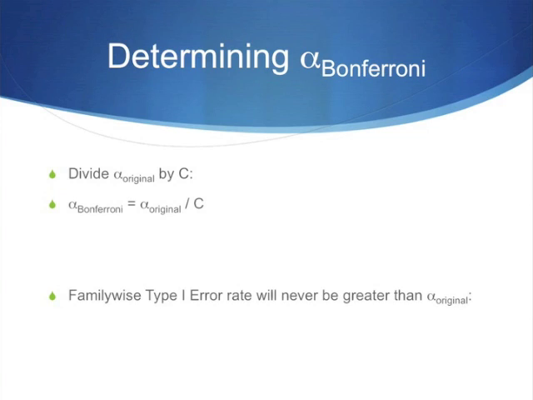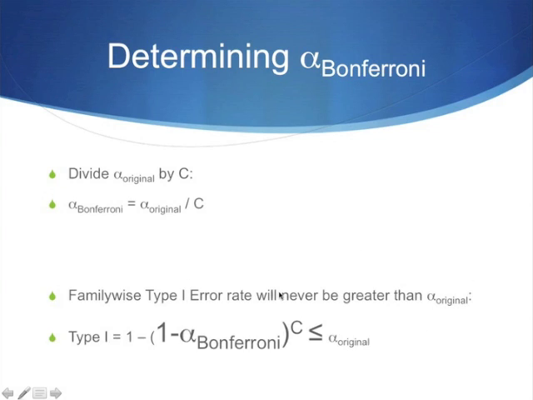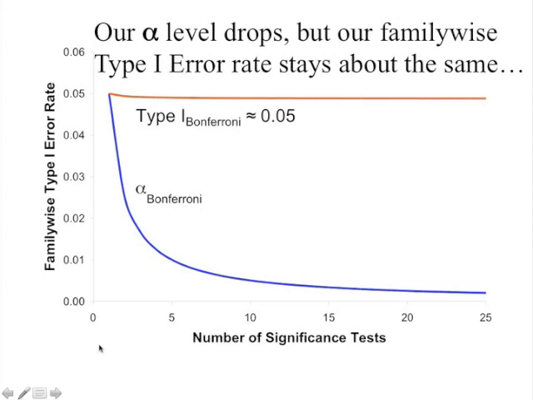So the family-wise error rate will never be greater than the original value. This is very important about the Bonferroni test adjustment. So the type 1 error, here is the equation for that. You can see right now, here is the 0.05 without adjustment. Even though we will do 5 or 10 or 15 or 20, it will be the same. So this is why the rate of type 1 error is very high.